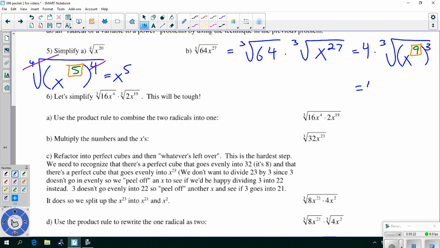So then we're going to copy our 4, multiply by, because of all the hard work we did, we get to cancel that cube root and this third power, and we just get x to the 9th. So 4x to the 9th is it.